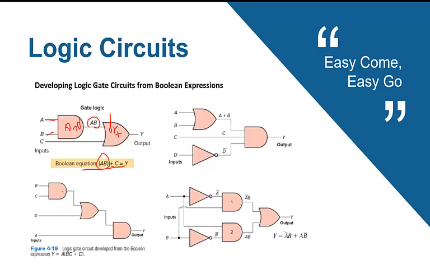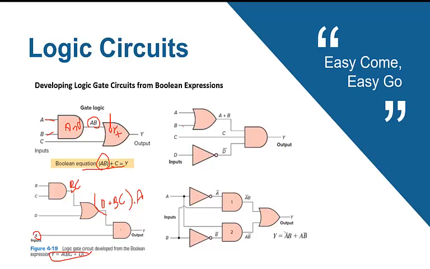Same here, let's do the vice versa. We have the logic gate circuit, and we want the expression. Here we have an AND gate, so it means BC. BC is connected with D with OR, so D plus BC. After that, this expression is connected with A by the use of an AND gate, so all of this will be multiplied by A. This is the output.